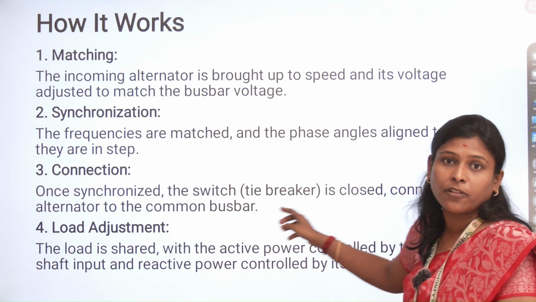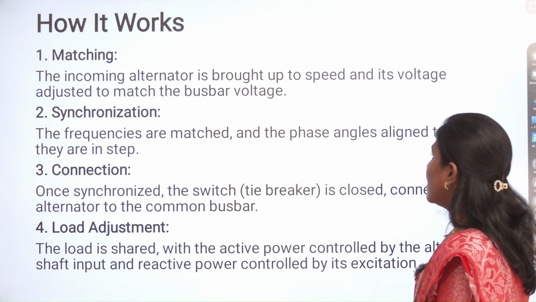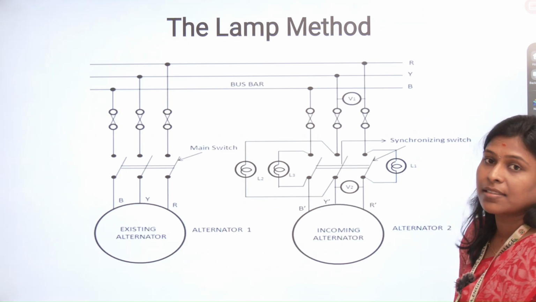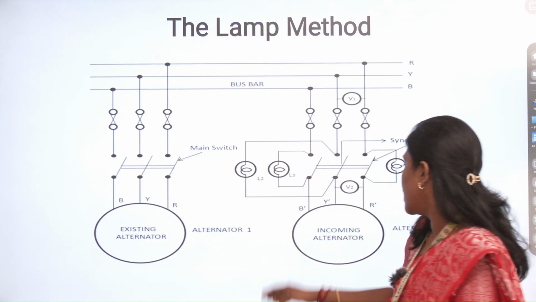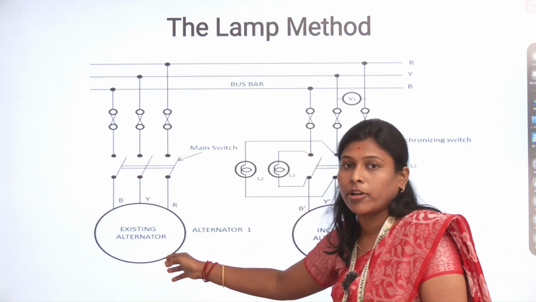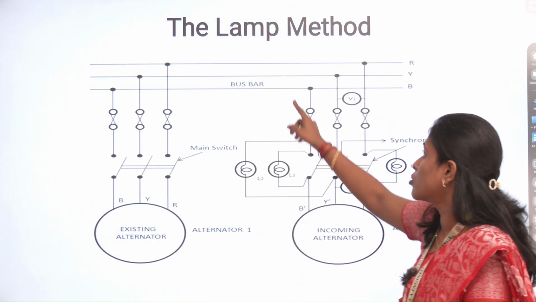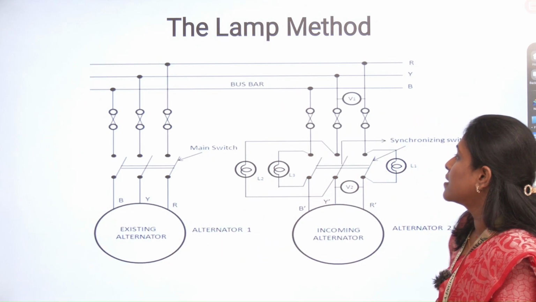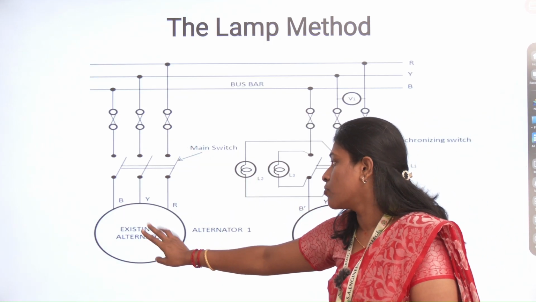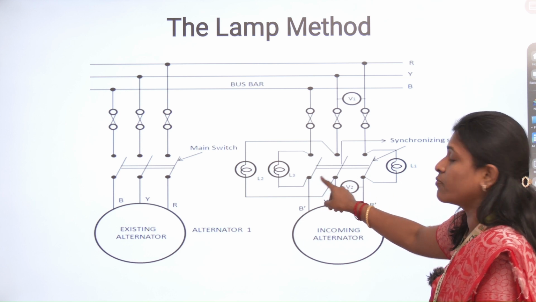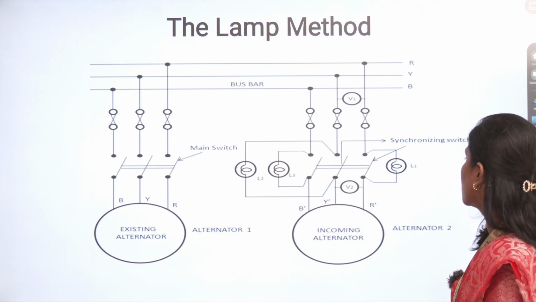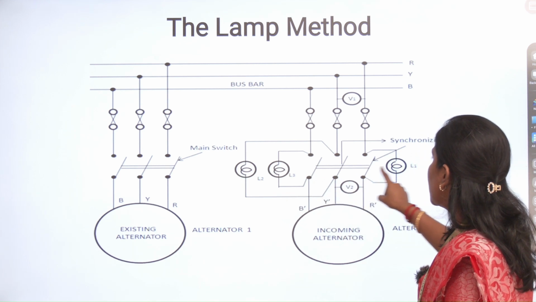So this is the procedure for both the synchroscope method and the lamp method. This is the diagrammatic representation for the lamp method. This is the incoming alternator and this is the outgoing alternator. Two alternators are connected to a common bus bar. This is the main switch which is connected to the outgoing alternator. This is the synchronizing switch. These switches are called the synchronizing switch, and these are the lamps.